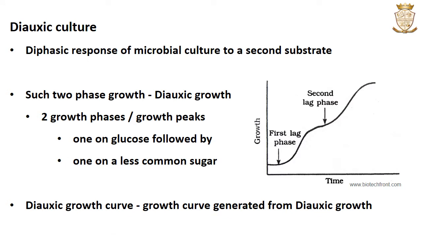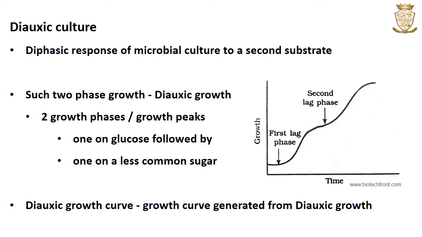It is the diphasic response of a microbial culture to the addition of a second substrate. So, when certain microorganisms are grown in the presence of two different nutritional substrates, they show this type of growth response, which is known as diauxic culture. Such bacteria will show two phases of growth. They will have two growth phases or two growth peaks.